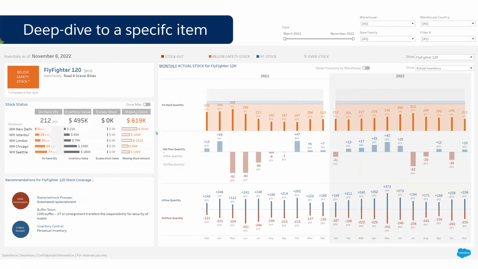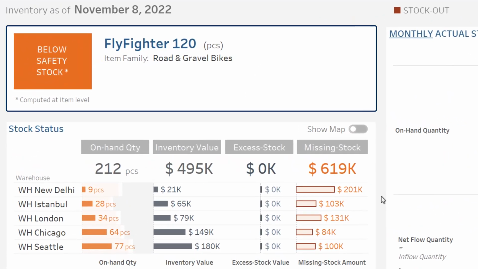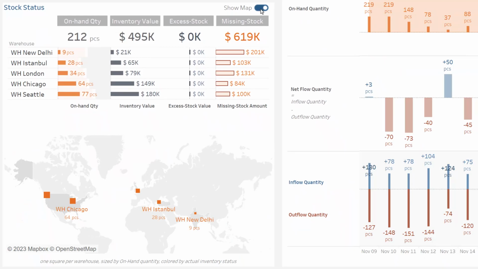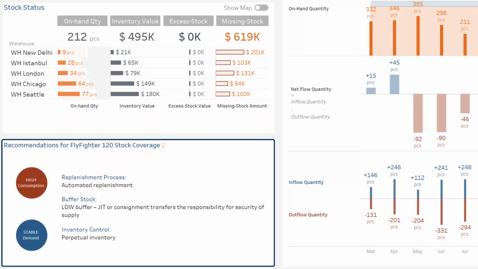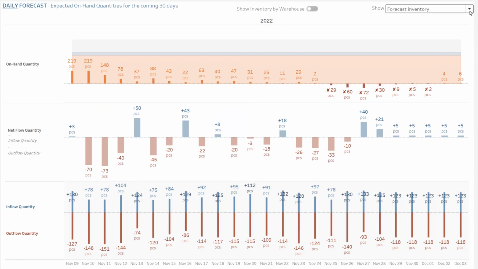Finally, from anywhere in the accelerator, deep dive to a specific item. What is the current status of inventory for this item? Where do we have stock? What is the recommended stock coverage for this item? What is the history of this item in our inventory? What does the forecast look like for the coming days?